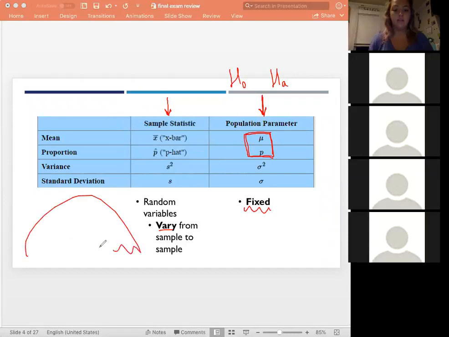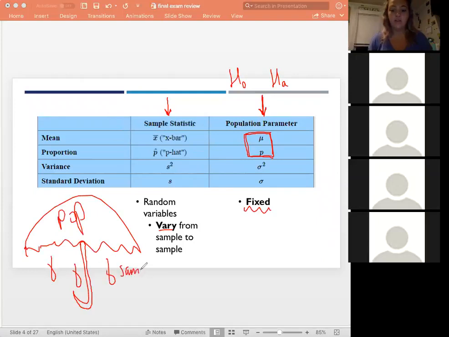Sometimes I draw the little umbrella thing that people tell me looks like a pie, but I don't care. As every professor says, I'm not an artist, but I'm going to draw it on the board. Okay, so this is your population, and then you take a bunch of samples out of it, which are your little raindrops out here. So we've got our samples, and you want these to be randomized in order for them to be representative.